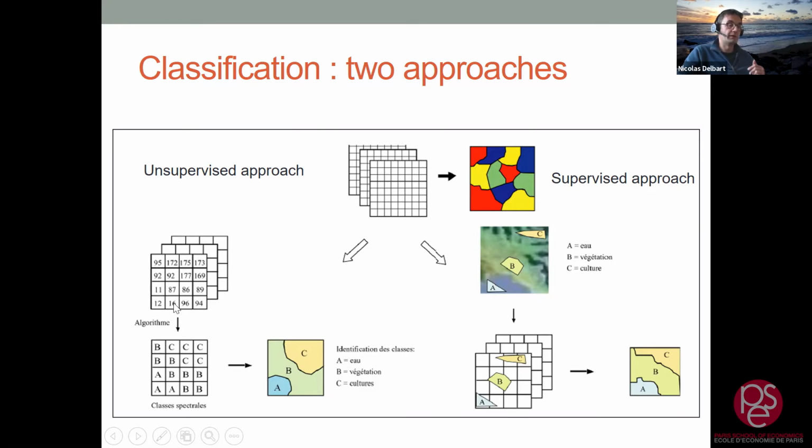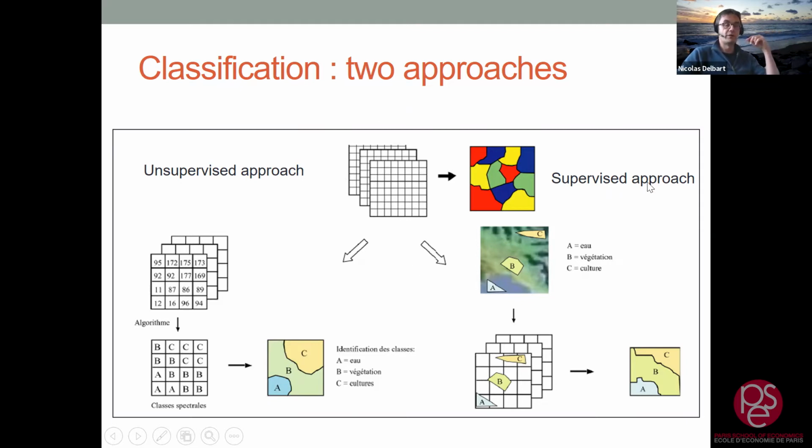They will become the group B, and this one will be the group A. And then after, what we have to do as a user is to interpret these spectral classes. And we can say group C is water, group B is vegetation, group C is culture. So this is for the unsupervised approach. Unsupervised does not mean that we have nothing to do. It means that our analysis comes after the computer has decided which pixels must be grouped together.